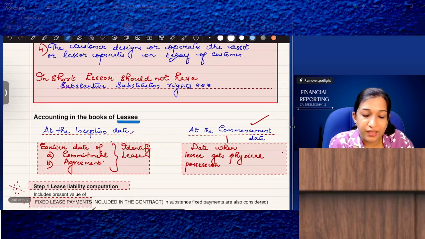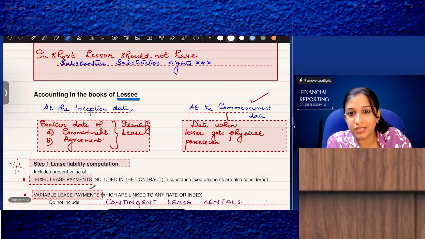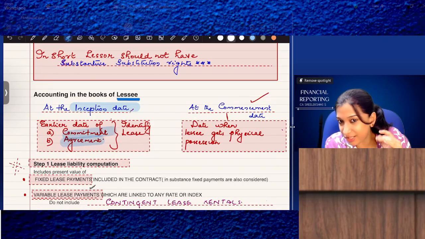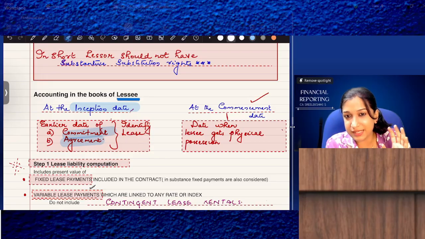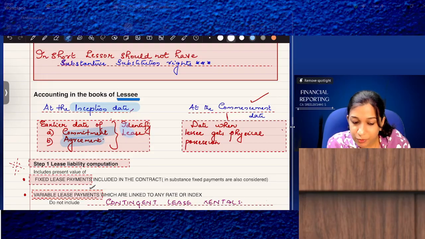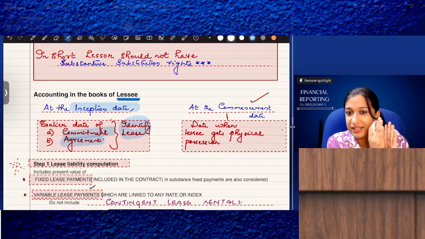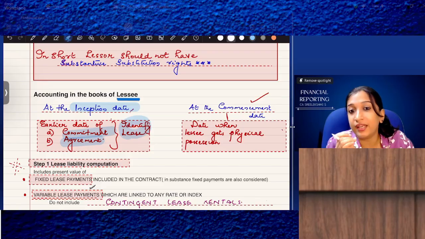The earlier date of commitment between both the parties and agreement. The earlier date of commitment and agreement is the inception date. At the inception date, the lessee should identify whether the contract contains a lease.